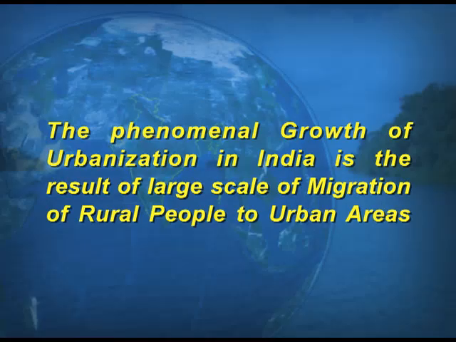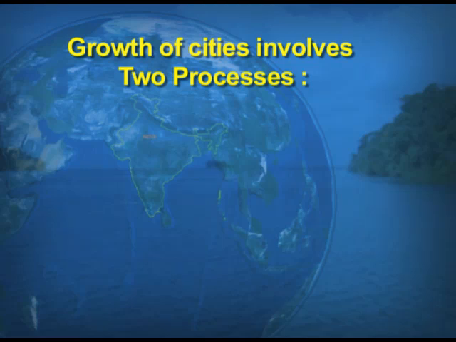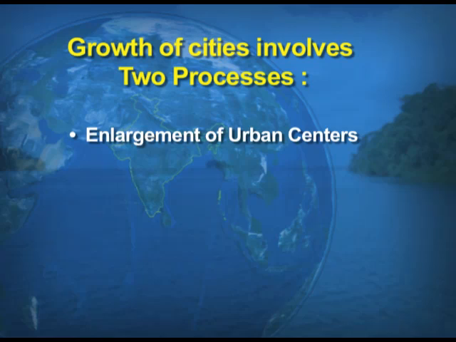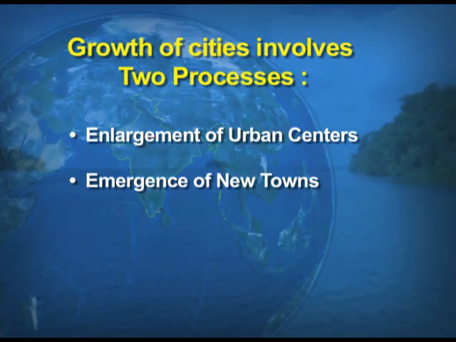The phenomenal growth of urbanization in India is the result of the large scale migration of rural people to urban areas. Children, you must be remembering that under the chapter Migration, we discussed the streams of migration, and one of the streams we talked about was from rural to urban areas, which is very common in India these days, and that is how urbanization in India is increasing. Growth of cities involves two processes. One is the enlargement of the urban centers and number two, the emergence of new towns.